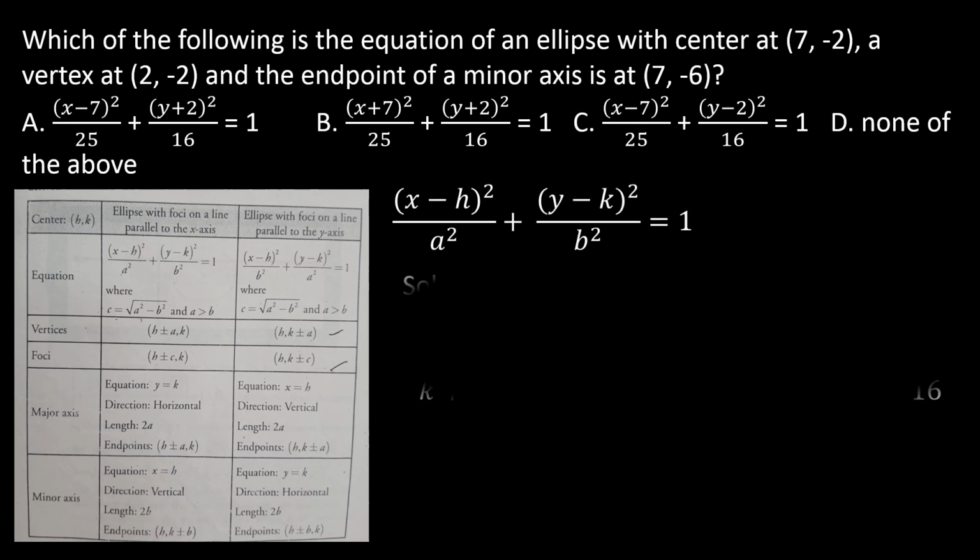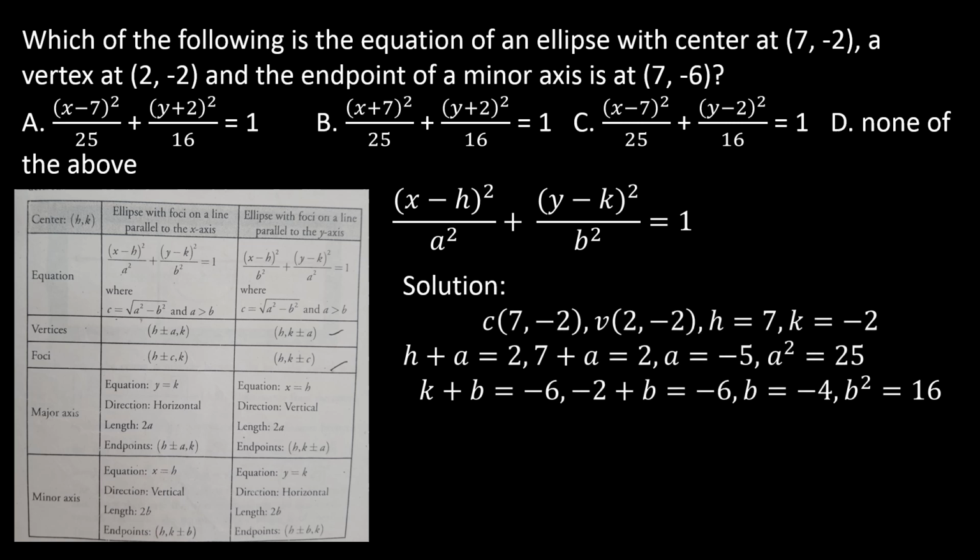Solution. The center is (7, negative 2) with vertex (2, negative 2), so the value of h is 7 and the value of k is negative 2. Looking back at the vertex, we have h plus a, with the corresponding value of 2. So h plus a is equal to 2, and our value of h is 7, so 7 plus a is equal to 2, or a is equal to negative 5, because we transpose 7 to the other side, 2 minus 7 is negative 5. Then a squared is equal to 25.